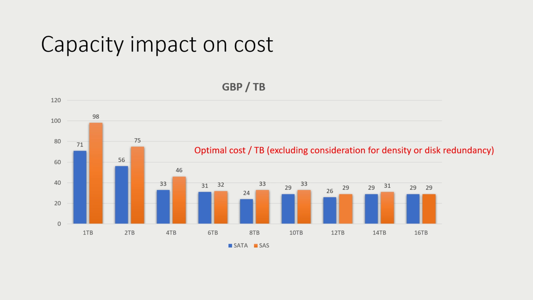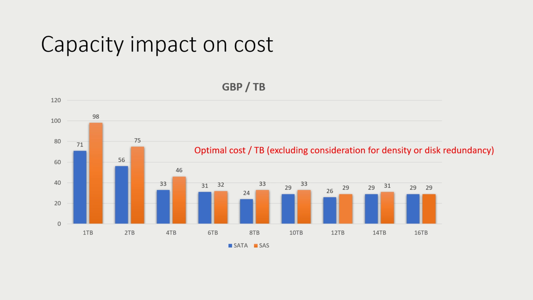Sometimes you don't need massive amounts of storage, you just need to have it really fast. So you might be tempted to just go with smaller drives. Now, what this graph is showing you is that the cost per terabyte tends to not really be optimal on anything under 4 terabytes.